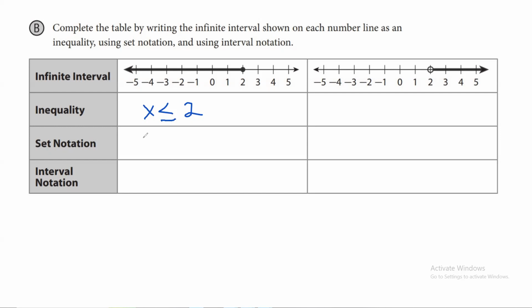Okay. And then set notation is simple if you got the inequality. X such that, fancy brackets, X is less than or equal to 2, right?